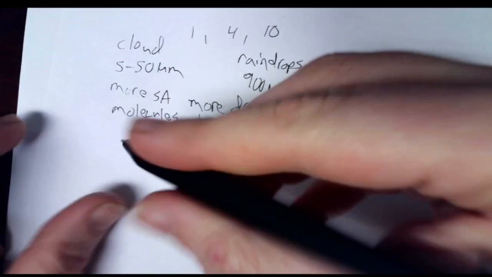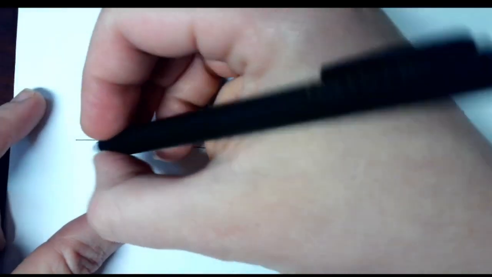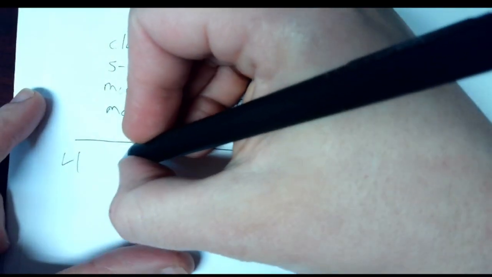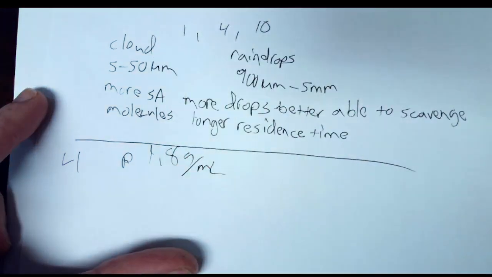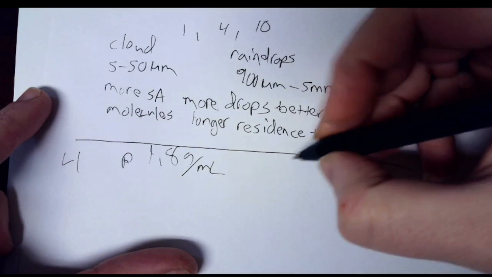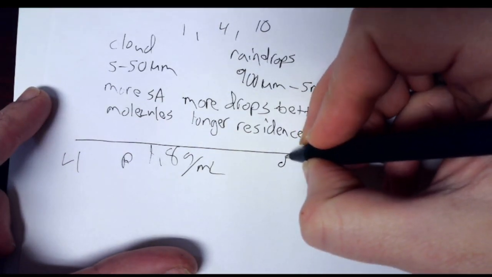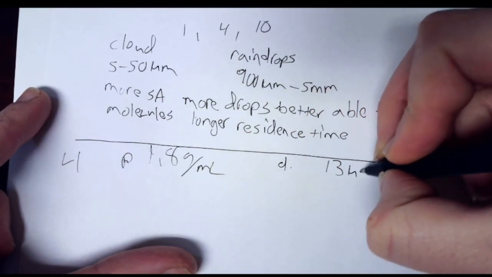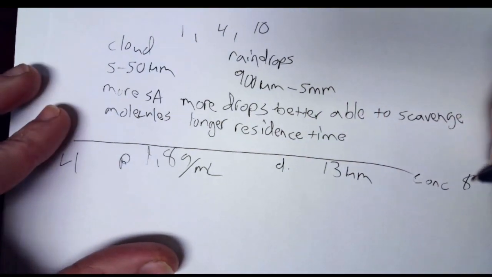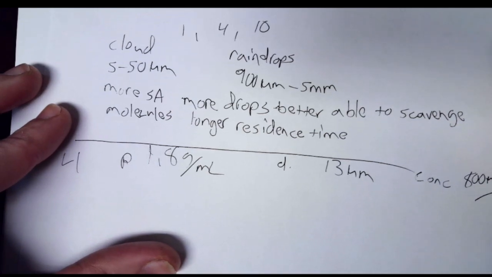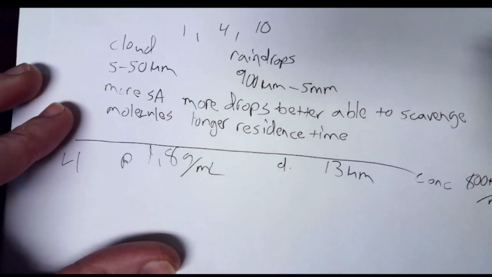Now problem 4. Problem 4 is to consider fly ash. Fly ash with a density of 1.8 grams per mL is an aerosol containing particles averaging a diameter of 13 micrometers and with a concentration of close to 800 micrograms per meter cubed. Using the average diameter, calculate the settling velocity and settling rate of particles in still air.